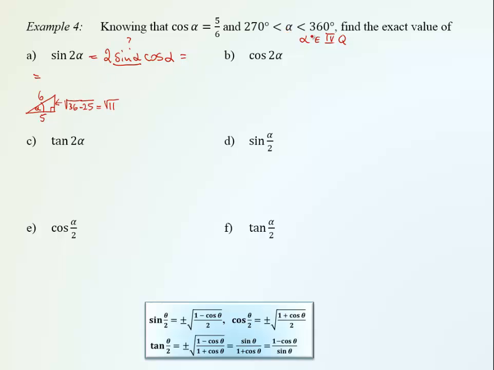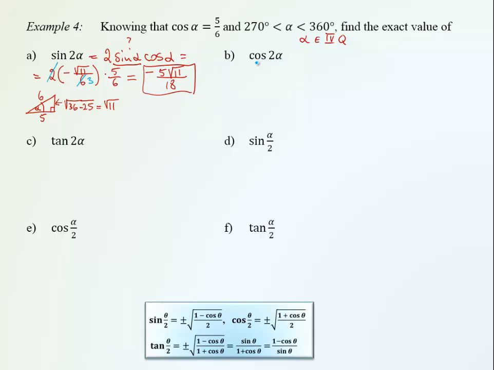And since alpha is in the 4th quadrant, sine will be negative. So we end up with 2 times negative root 11 over 6 times cosine alpha, which is 5/6. So altogether, if we reduce this 2 with one of the 6's, we end up with negative 5 root 11 over 18. That's the final exact answer.